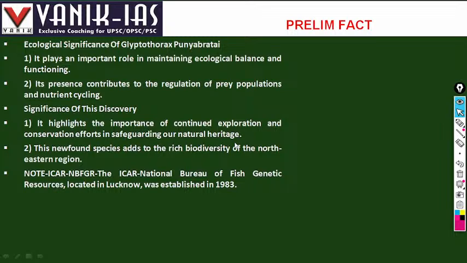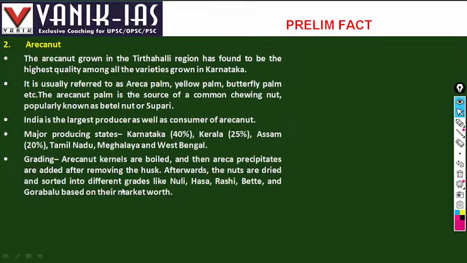This newfound species adds to the rich biodiversity of the northeastern region. Note ICAR India, the ICAR National Bureau of Fish Genetic Resources, located in Lucknow, established in 1983. So it is Fish Genetic Resources. NBFGR, National Bureau of Fish Genetic Resources, Lucknow in Uttar Pradesh.